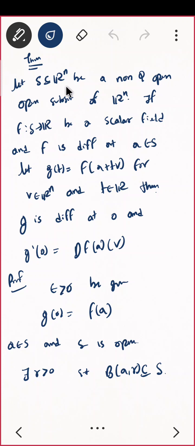Let S, that is a subset of Rn, be a non-empty open subset of Rn. If f from S to R is a scalar field and f is differentiable at a belongs to S. Correct? So this f is a scalar valued function, but it is in n variables. That is its input is in n variables. Correct? Now I want to relate this f with another function that is g, and g of t is equal to f of a plus tb. G of t is a real valued function. It is taking t.